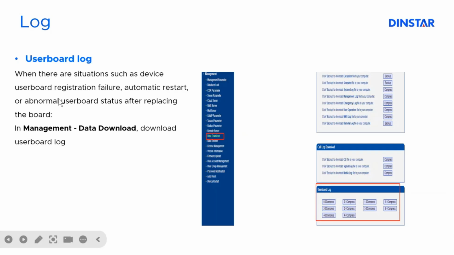And also the user board logs. For user board registration failure, automatic restart of the user board, or abnormal status, we need to download the user board logs of the corresponding board from the data downloads page here. And here we have a lot of user board logs. It means the different DTU.